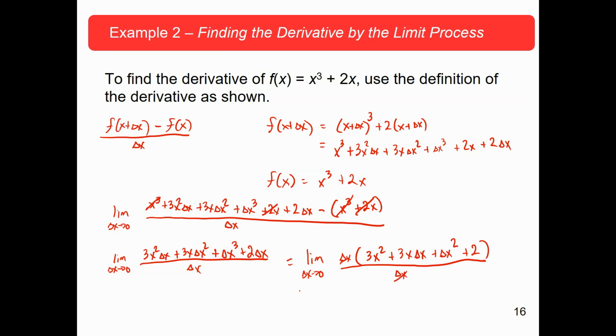Those cancel out. I've got the limit as delta x approaches 0 of 3x squared plus 3x delta x plus delta x squared plus 2. So at this point, this is just a polynomial, so we can plug in delta x equals 0. So that goes to 0, that goes to 0, and all we're left with is 3x squared plus 2.